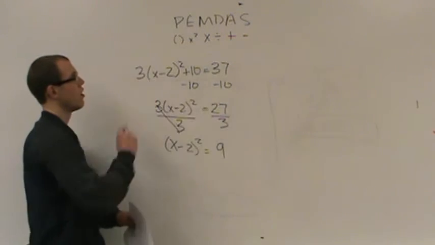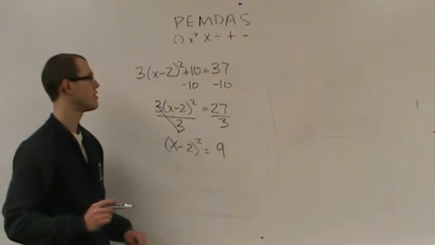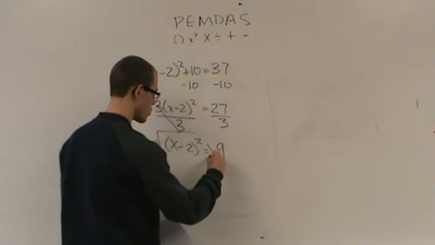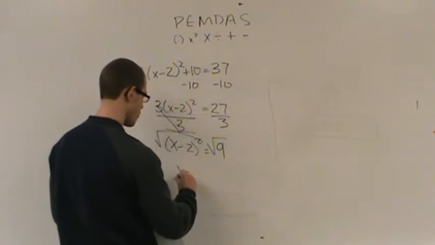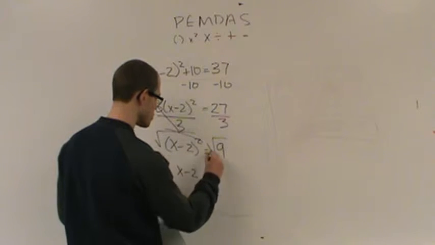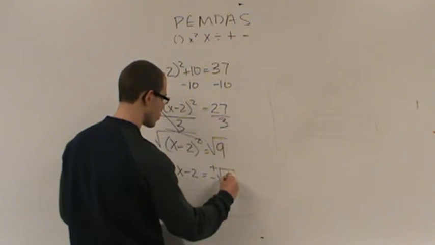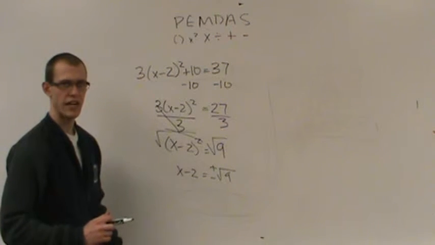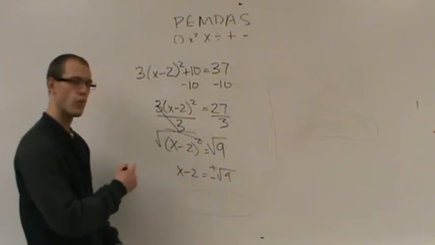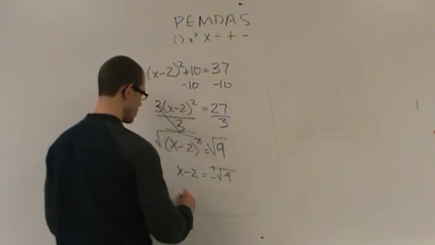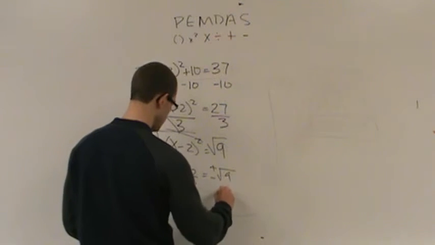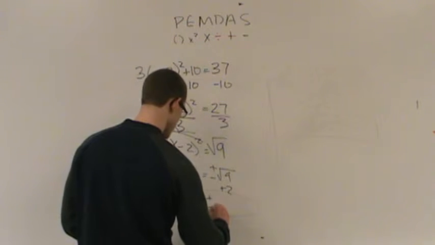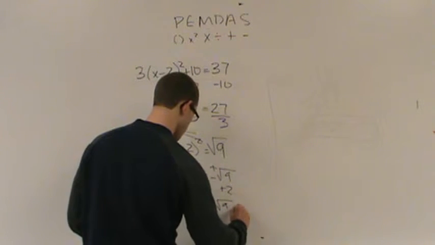All right, moving into the exponent part of PEMDAS, we have a square. To undo the square, we square root both sides, so we're left with x minus 2 equals, remember your plus or minus, square root of 9. And lastly, you have to deal with that minus 2. To deal with that, we add it to the other side, opposite of subtraction, addition, so plus 2 each side. So x equals plus or minus the square root of 9 plus 2.